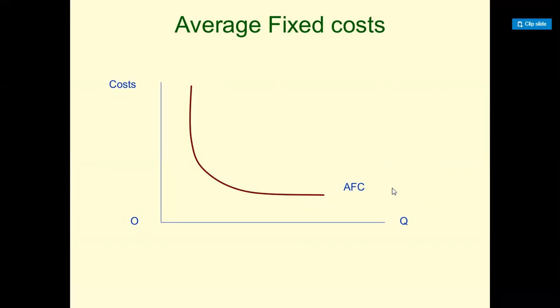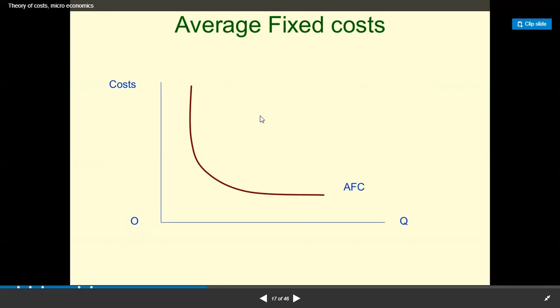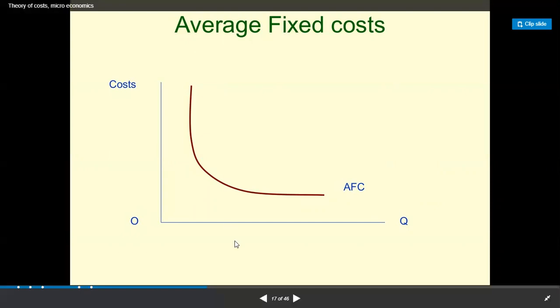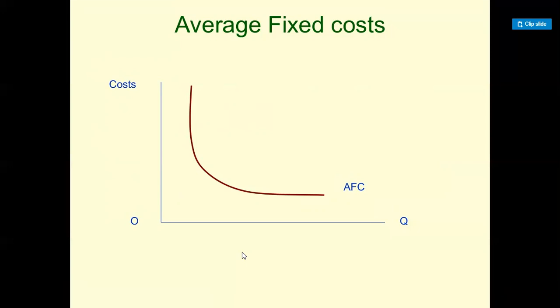The AFC curve is a rectangular hyperbola, that is, the area under the AFC curve remains the same at the different points. Whatever the outputs are, it will remain the same. So this hyperbola shape comes from the average fixed cost when we divide it by the quantity. It does not touch any of the axes. It will not touch the y-axis or the x-axis because at the zero level of output, any positive value divided by zero will be an infinite value. So that is why it will not touch any of the axes.